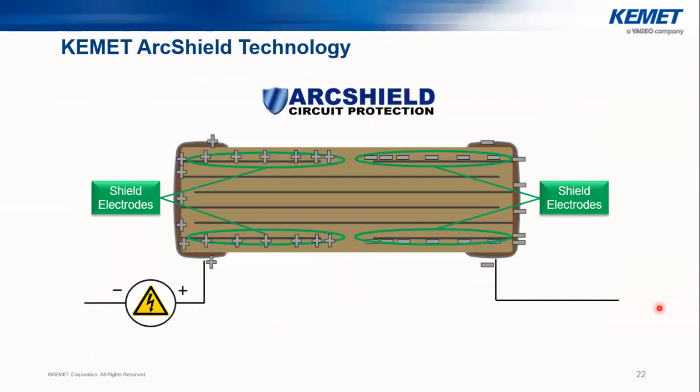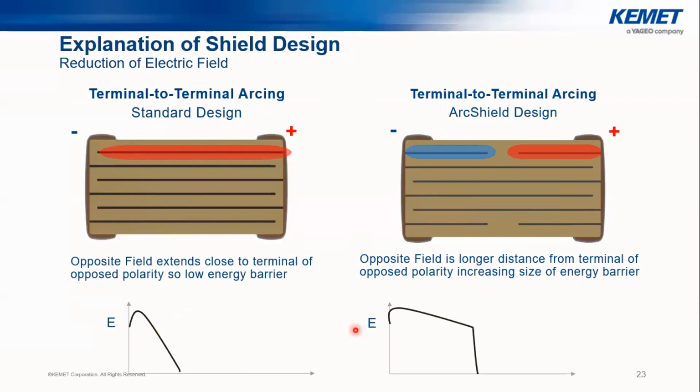Because of that, we have introduced our arc shield technology series. In the arc shield series, the first electrodes are connected like this, so we have half connected to one termination and half to the other. As you can see here, this is the distribution of the electric field on the surface, so we won't have a high density of electric field on one corner. Another explanation for the reduction of electric field is that we have the opposite field extending close to the terminal of opposite polarity.